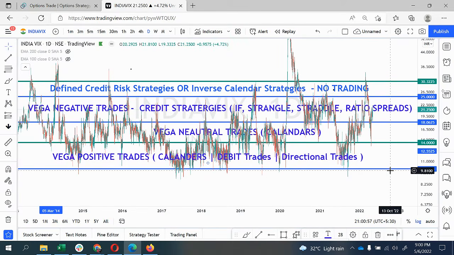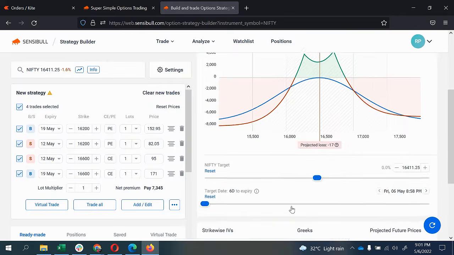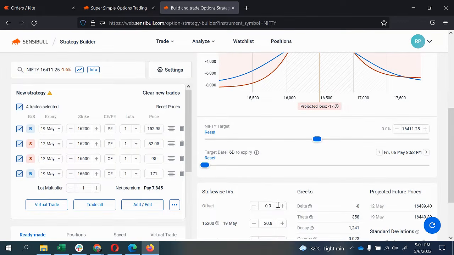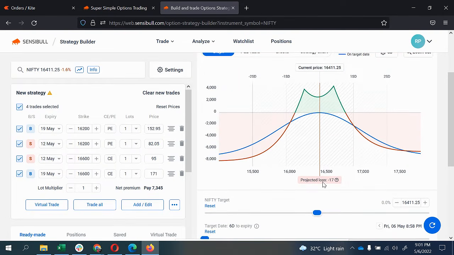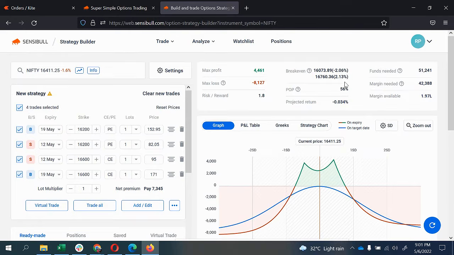So we are deploying the vega positive trade when the VIX is between 10 and 14. Let's say your VIX stands at 10 and you are deploying this trade. What is the goal? We are not discussing any strategies. Our ultimate goal is that VIX should come up. VIX should go up. You have a loss of minus 17 once you have deployed the trade. You have a range of 2%, 2%.